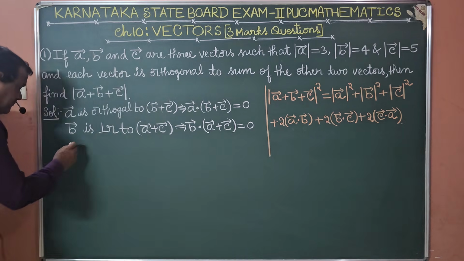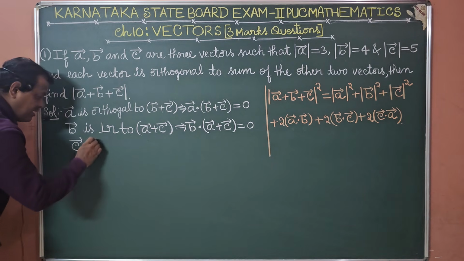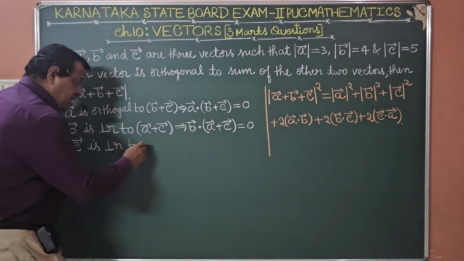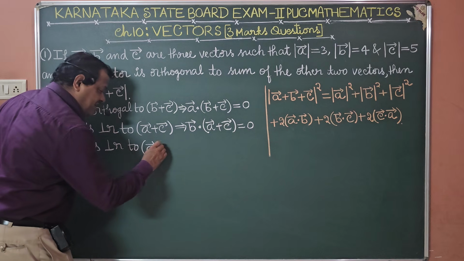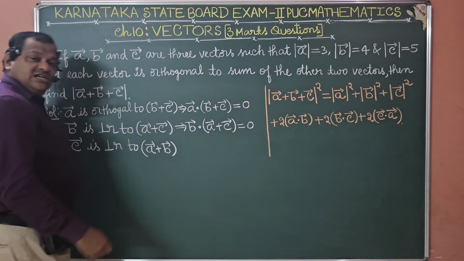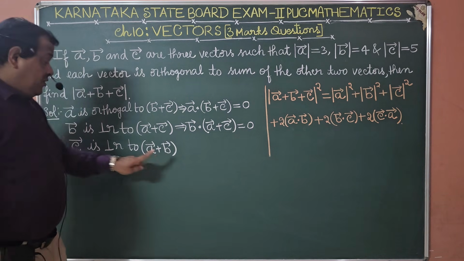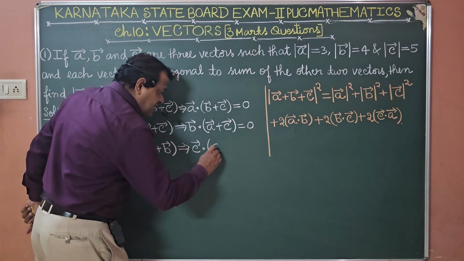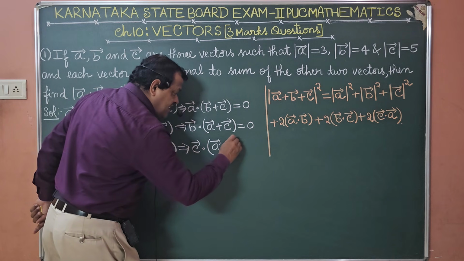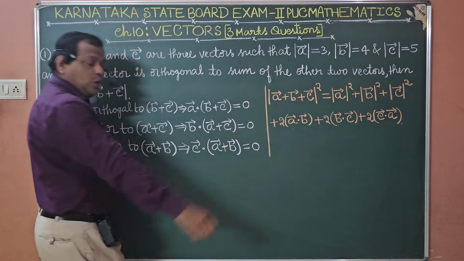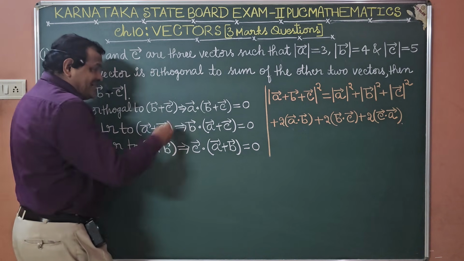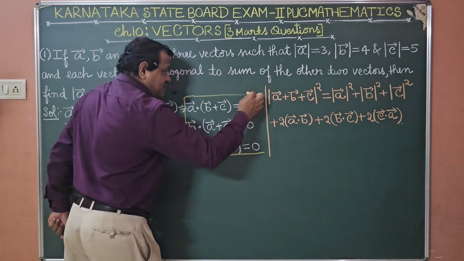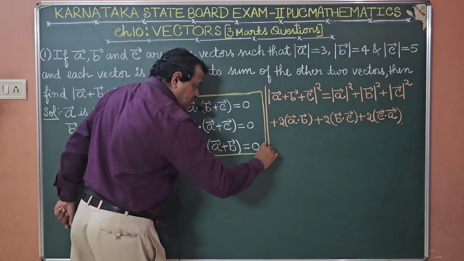Also one more case. C vector is perpendicular to sum of other 2 vectors. Which are the other 2 vectors for C vector? A vector and B vector. Therefore C vector is perpendicular to A vector plus B vector. Therefore C vector dot A vector plus B vector is also 0. Now my dear students, I will add these 3 equations, here itself. That is why I have written them one below the other.